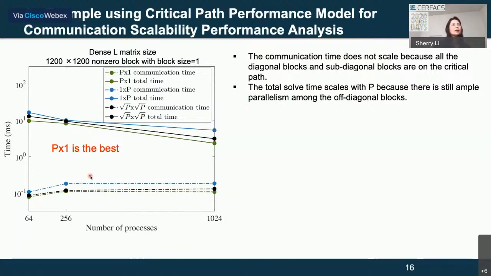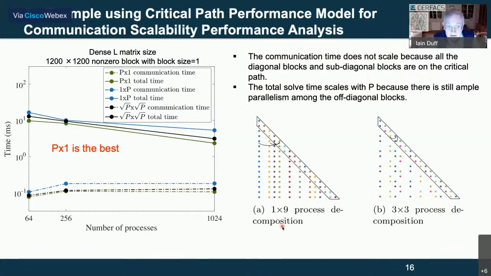But one thing you want to pay attention to is what's the best process configuration. Here we look at P by 1, 1 by P, and square root process configuration. It turns out for triangular solve, P by 1 is actually the best in terms of communication. This is mainly because if it's P by 1, you do the broadcast vertically, but you don't pay too much latency cost. In the row dimension, you don't have any communication, so you save the latency for the row reduction case. So that's the final result.